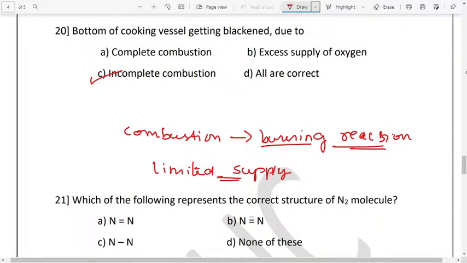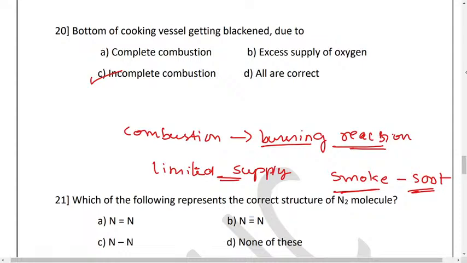Why does this incomplete combustion take place? Listen here, students. If the air inlet for the supply of air, whatever the holes are there, if those holes, the inlet for the air, gets blocked, the supply of air becomes limited. In such a case, fuel burns with a large amount of smoke or soot. It produces a large amount of smoke or soot. Clear now, dear students? Now, because of the release of soot, or since it burns with a sooty flame, the bottom portion of the vessel becomes black.